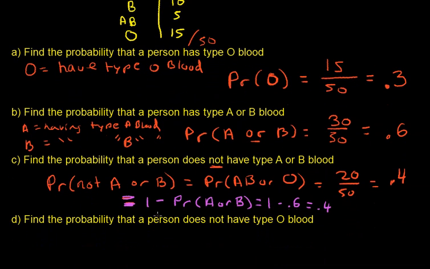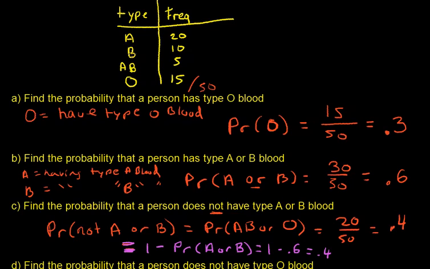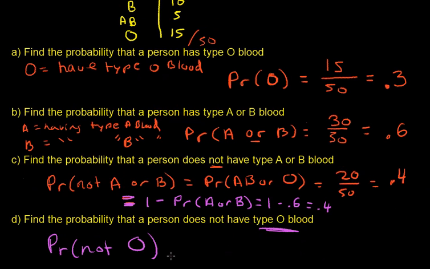Lastly, let's find the probability that someone does not have type O blood. So this is the probability of not O. We could add up the probability of having A, the probability of having B, and the probability of having AB, or we could just do 1 minus the probability of having O. You could do it either way. I'll do 1 minus the probability of O, since in part A we already calculated the probability of O to be 0.3, so 1 minus 0.3 is 0.7.